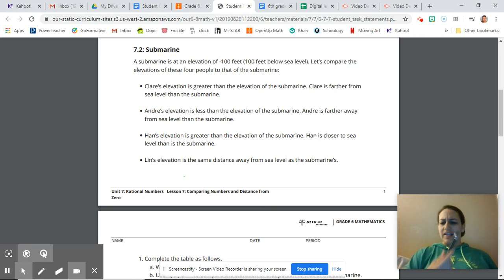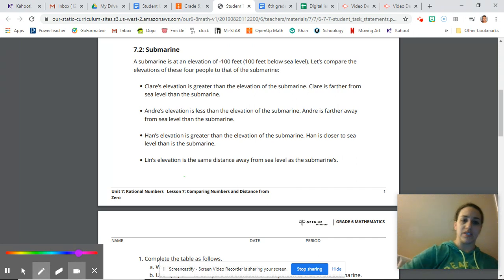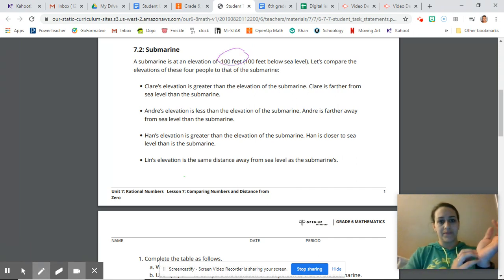All right, so we're going to look at a submarine now. Submarines go under the water. I'm assuming you're probably familiar with what a submarine is. And it's at an elevation of negative 100 feet, 100 feet below sea level. We're going to compare the elevations of these 4 people to that of the submarine. We're going to keep comparing to this negative 100-foot submarine.